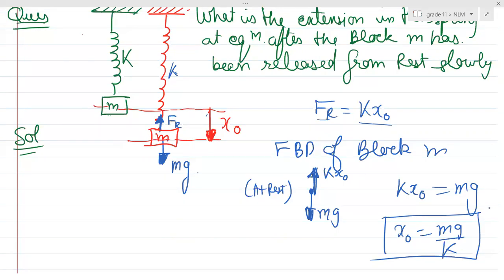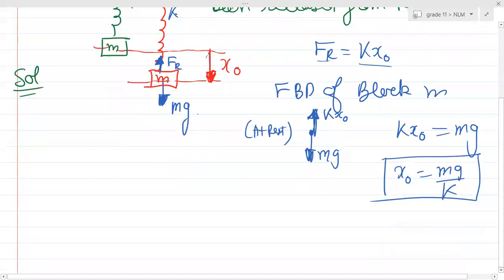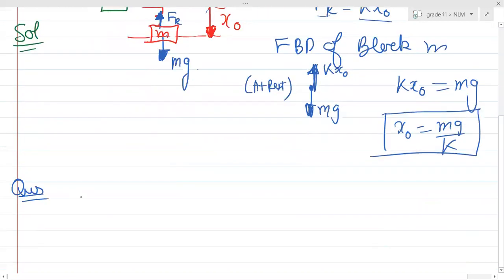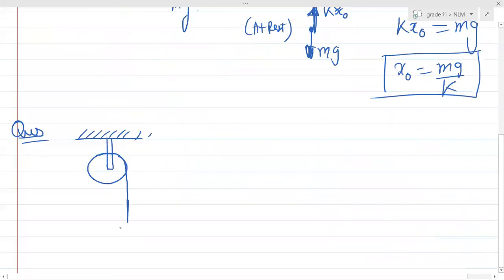Done? Yes, sir. Okay, so the next question. Here we'll write a note first and then we'll write it, okay? Let's say a block of mass 5 kg is connected over here and there is a spring, and the constant is, let's say, 200 Newton per meter, right?